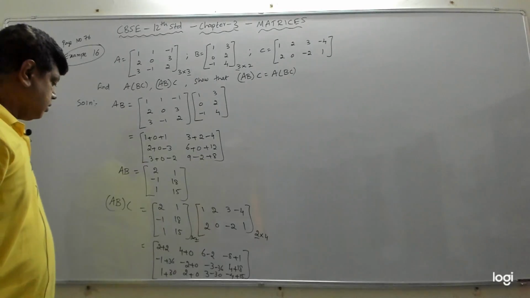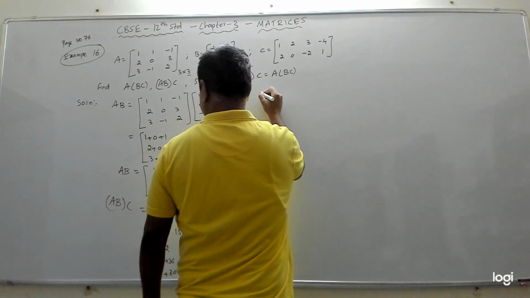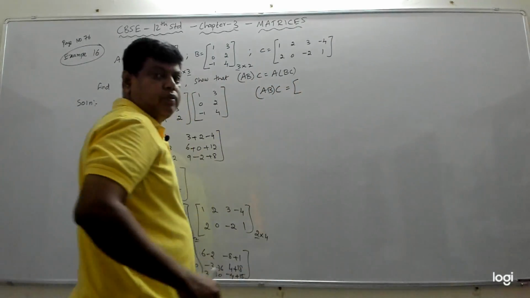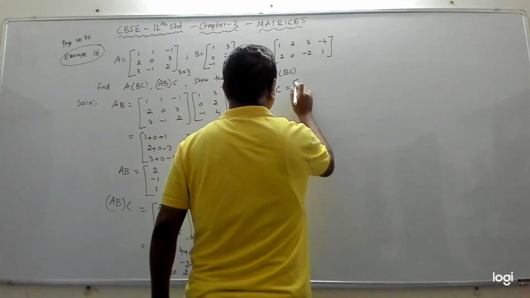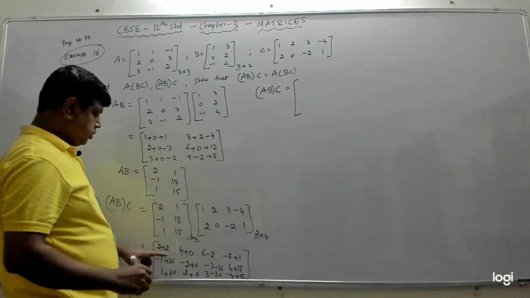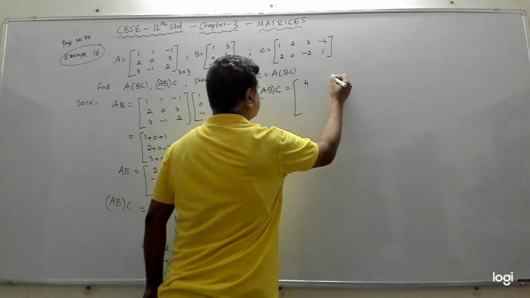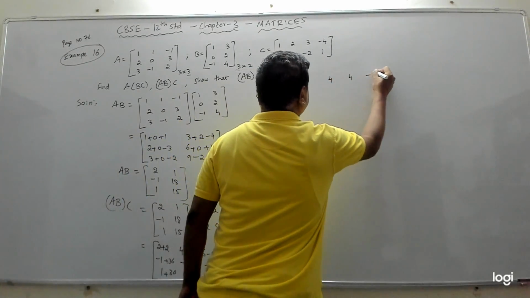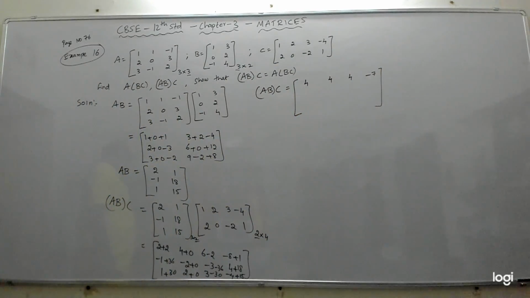Fine. Sorry, I've gone to the very bottom of the board. So the final answer for this, AB times C, becomes 2 plus 2, 4. Start here. So 2 plus 2 is 4. 4 plus 0 is 4. 6 minus 2 is 4.